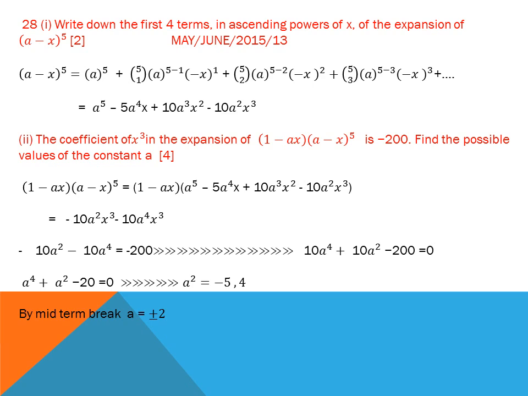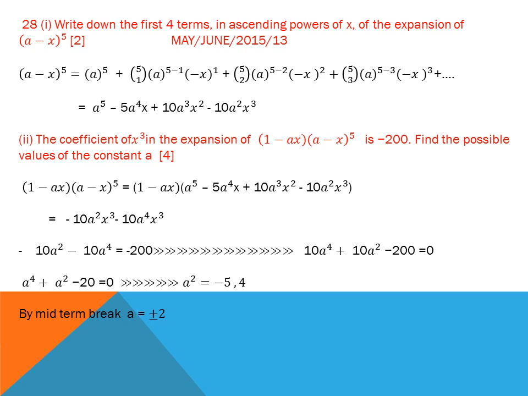In question number 28, write down the first 4 terms in ascending power of x. So it means you should expand the first 4 terms here. Only apply the formula here. A power 5, 5c1, because a is equal to a and b is equal to minus x here. A power 5 plus 5c1, a power 5 minus 1, minus x power 1, 5c2, a power 5 minus 2, minus x power 2, 5c3, a power 5 minus 3, minus x power 3. It means here are 4 terms. When I simplify this, 5c1 will become 5, 5c2 will become 10, 5c3 will become 10 here.